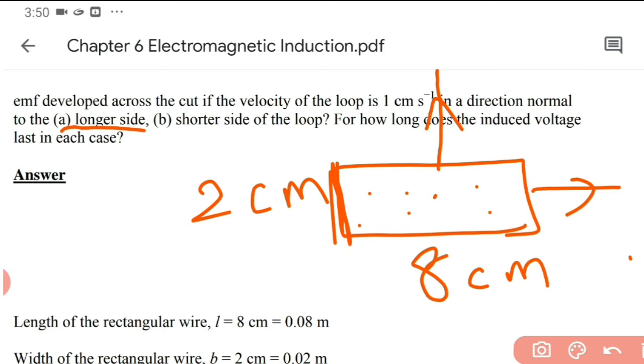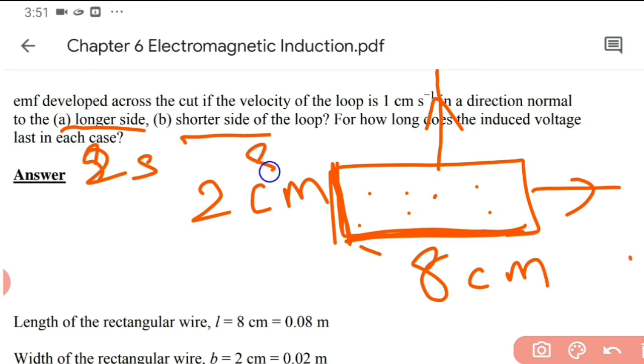In the second case, it is moved in this way. So the distance traveled is 8 cm, and the speed is again 1 cm per second. So finding the time, we have 8 cm divided by 1 cm per second, that is 8 seconds. So in the first case it is 2 seconds, and in the second case it is 8 seconds.